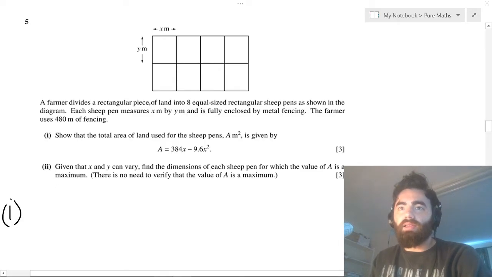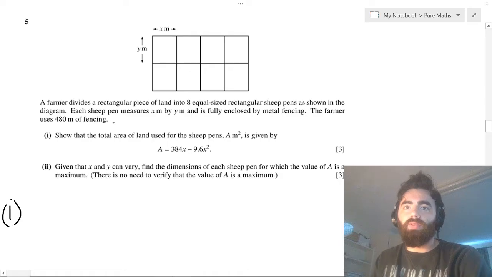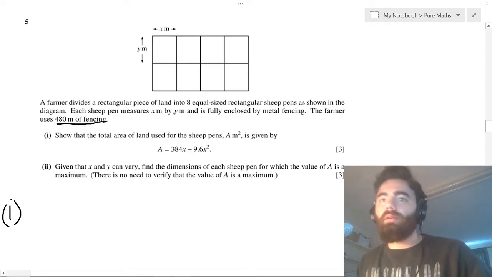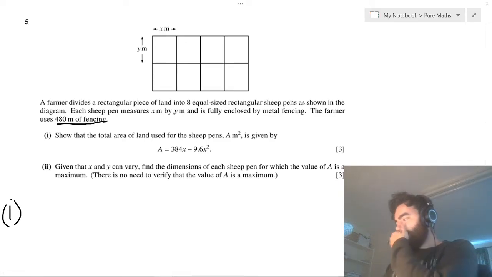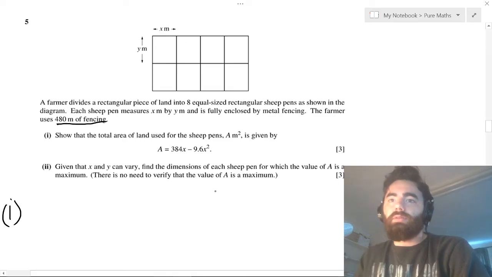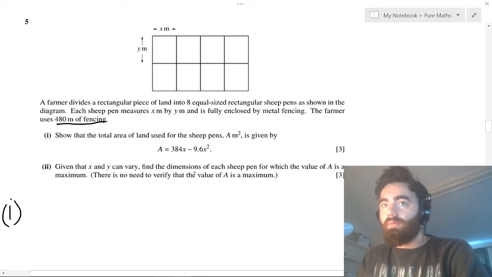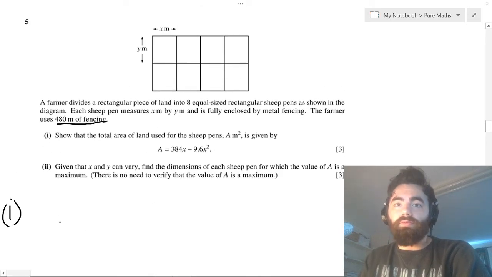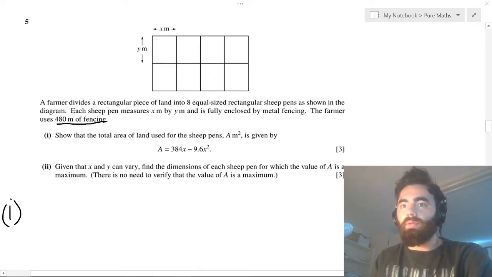A farmer divides a rectangular piece of land into 8 equal-sized rectangular sheep pens, as shown in the diagram. Each sheep pen is x by y. Fully enclosed, the farmer uses 480 meters of fencing. So the total amount of fence used is 480. This farmer must have done mathematics before, they're each exactly the same size. That's pretty impressive. Anyway, show that the total area of the land used for the sheep is this.